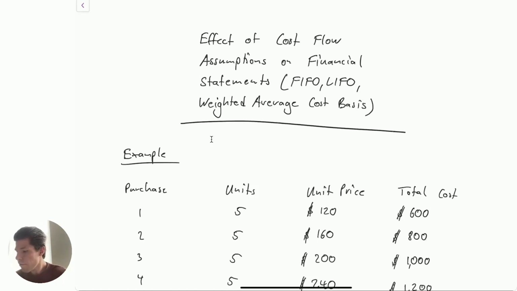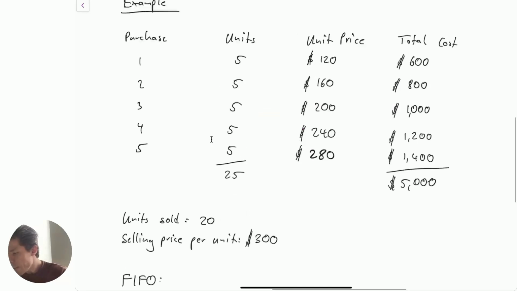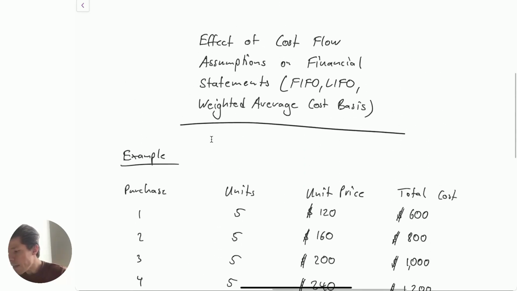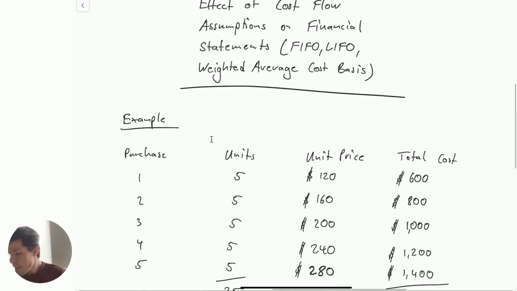One is FIFO, first in, first out. The other one is LIFO, last in, first out. And the third one is the weighted average cost method. I will explain in another video exactly what is allowed under which accounting standard. Today I would like to focus on the mechanics, how it works in general from a technical perspective. Let's get started with an example.